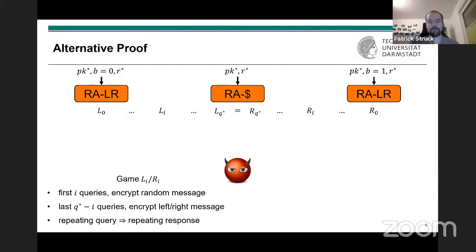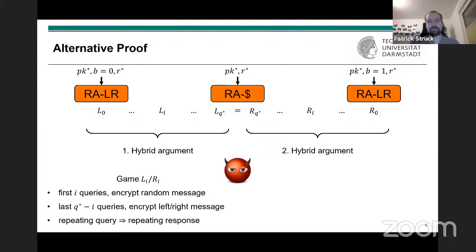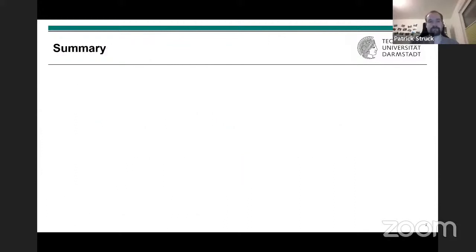Now for these games, we have essentially that this game L0 corresponds to the case here on the left, where always the left message is encrypted, R0 to the case where always the right message is encrypted. And the 2 games LQ star and RQ star correspond to the case here in the middle, and they are essentially the same. And with this, we can then do the 2 hybrid arguments, one over the LI games and another one over the RI games, which then ultimately show that we can simplify this security notion to restrict the adversary to just a single challenge query.